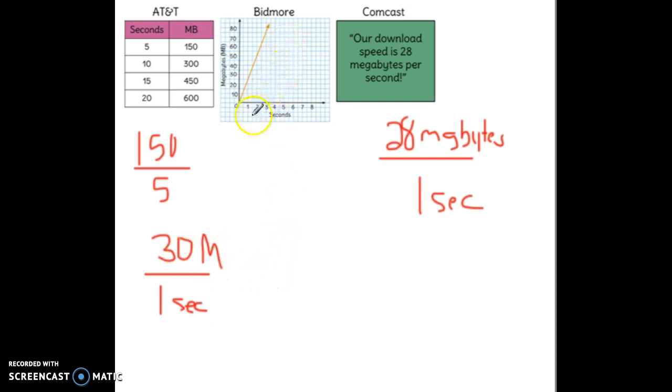Well, what about old Bidmore? Now, Bidmore's graph is a little hard to read. So we're going to try to see if we can figure out what they have. Well, if I'm looking straight up from the 1, it looks close to 20 megabytes per second. So all you're doing is finding the unit rate for each one and then comparing. In this case, AT&T is definitely the fastest.